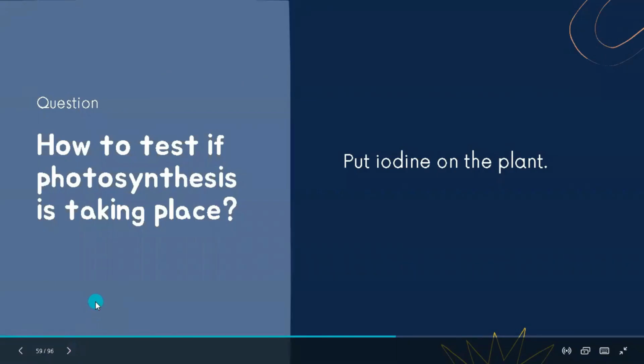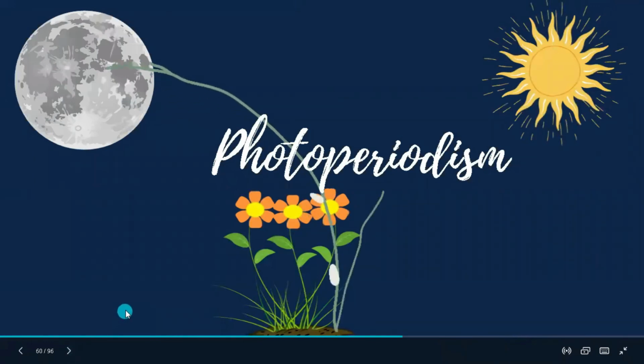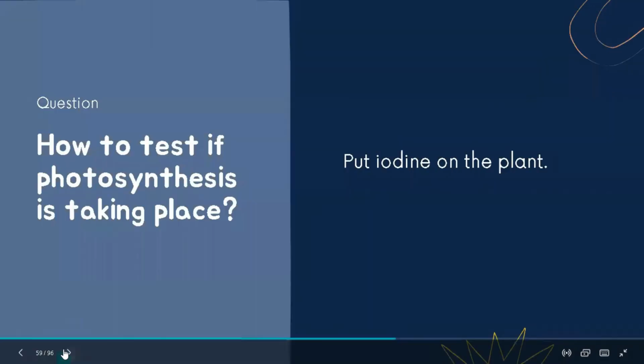How to test if photosynthesis is taking place? It is done by putting iodine solution in the plant. So let's proceed with photoperiodism.